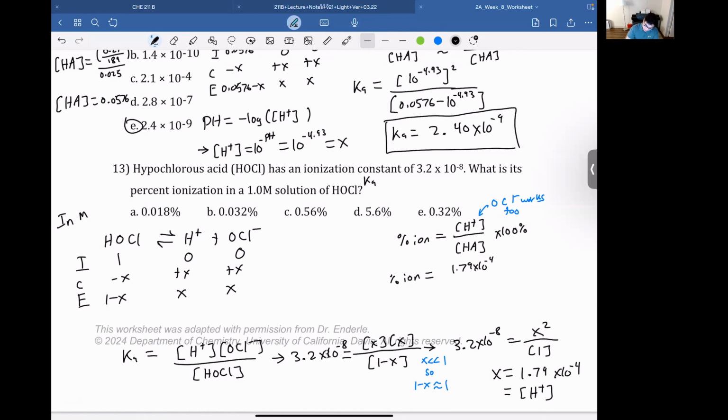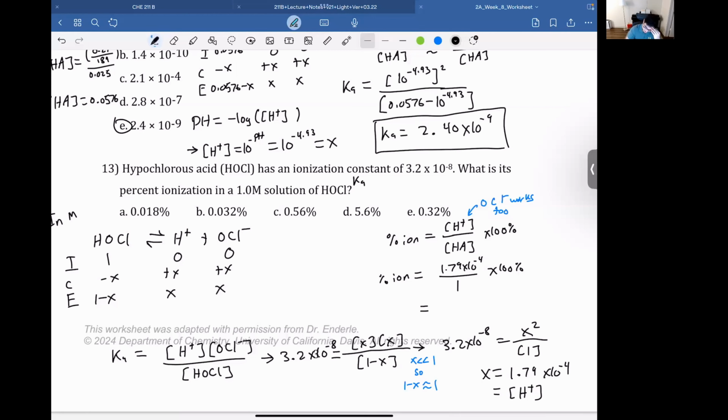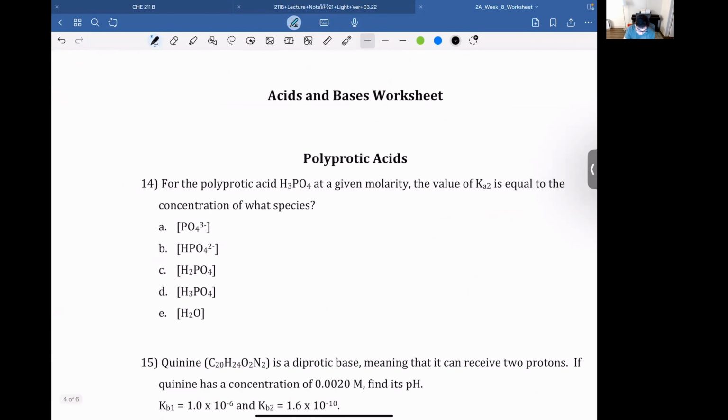1.79 times 10 to the negative 4th over 1 times 100%. And we're basically getting the same thing. So it's going to be about 0.018%. Did not see that answer. Don't know what was wrong. All right, on to the next.